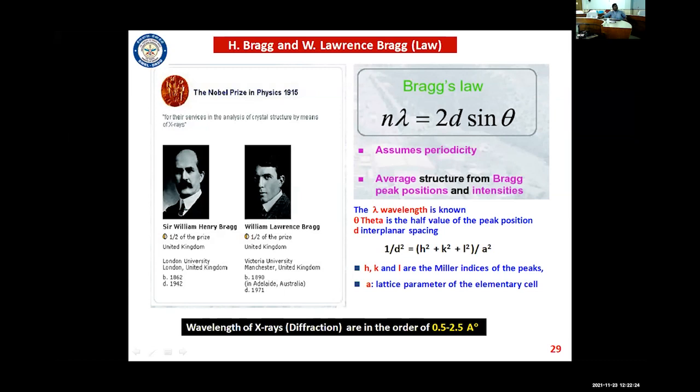The wavelength of X-rays useful in diffraction is in the order of 0.5 to 2.5 angstroms. Suppose the wavelength is more, then it will be absorbed, so we cannot use it for the X-ray diffraction experiment. For diffraction studies, it should be in the order of 0.5 to 2.5 angstroms.